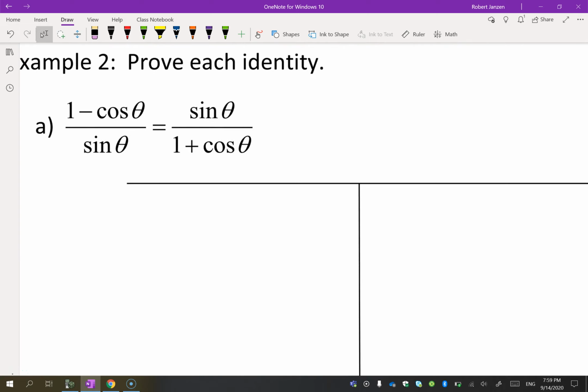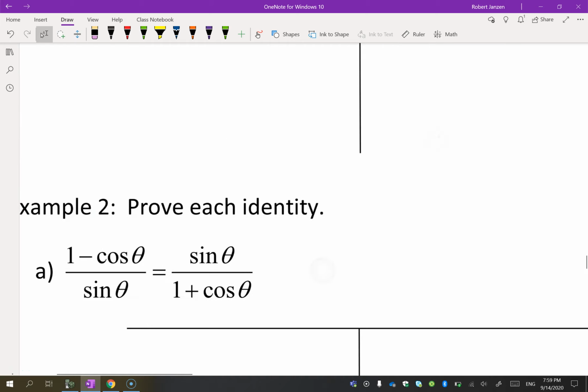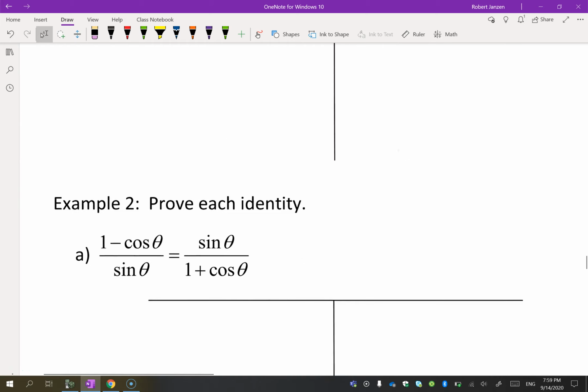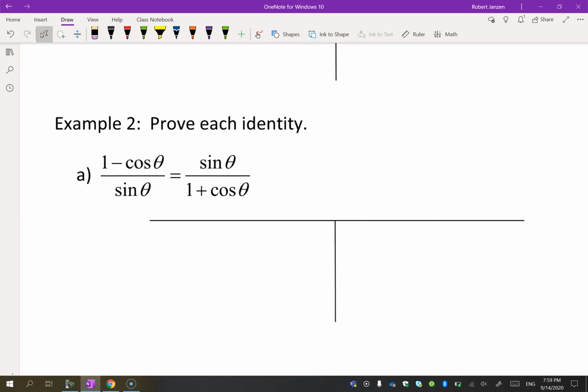I'm going to stop there, let you try and do some identities, and then we'll continue with this example 2 in the next lesson.